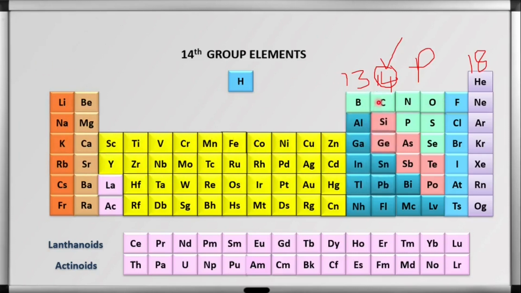ही carbon family group 14 मध्ये place केलेली आहे. So the carbon family is placed in group 14 in the modern periodic table.